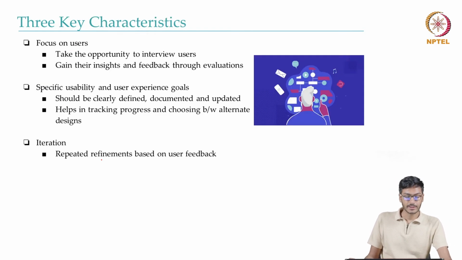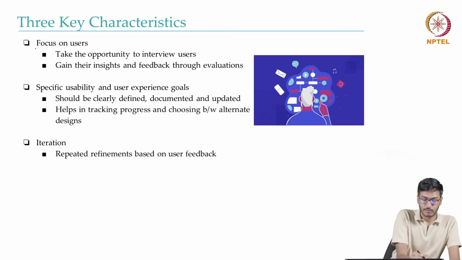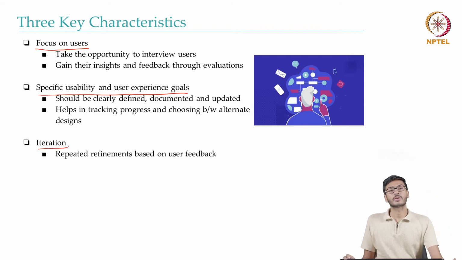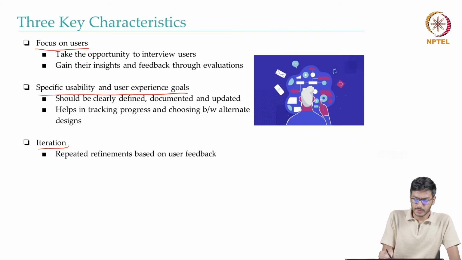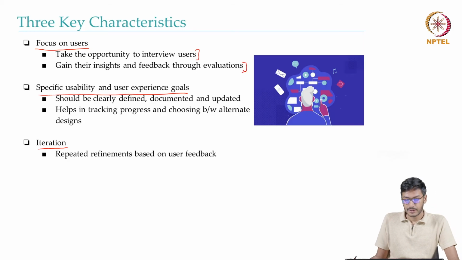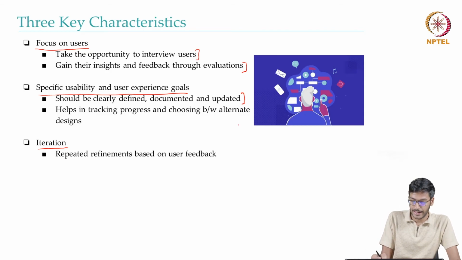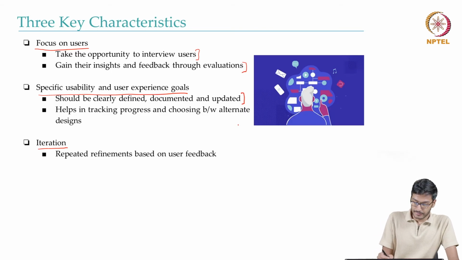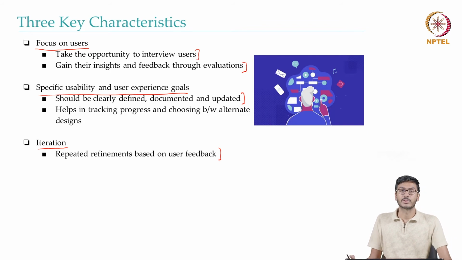Now we move on to the three major characteristics, which include focusing on the users, specific usability and user experience goals, and then iteration. It is just in a nutshell what we have studied so far. We need to take the opportunity to interview the users and get their insights and feedback. Then we need to identify the problems. They should be clearly defined, documented, and updated, which helps us in tracking progress and choosing between various alternative designs. And lastly, we have iterations, where repeated refinements can improve the user feedback.